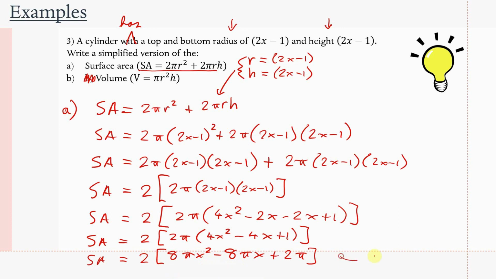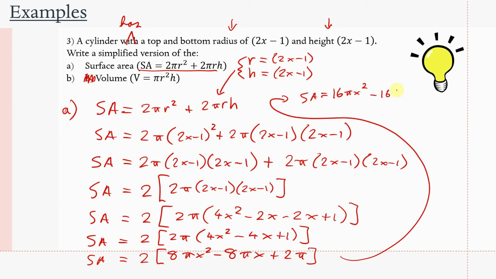I'm going to bring it, let's say, up here. I think it'll fit up here. We're going to say that surface area is going to equal 2 times 8 pi x squared. It's going to give us 16 pi x squared. 2 times negative 8 pi x is going to give us negative 16 pi x. And 2 times 2 pi is going to give us 4 pi. And that's going to be our simplified equation for the surface area given the radius and the height.